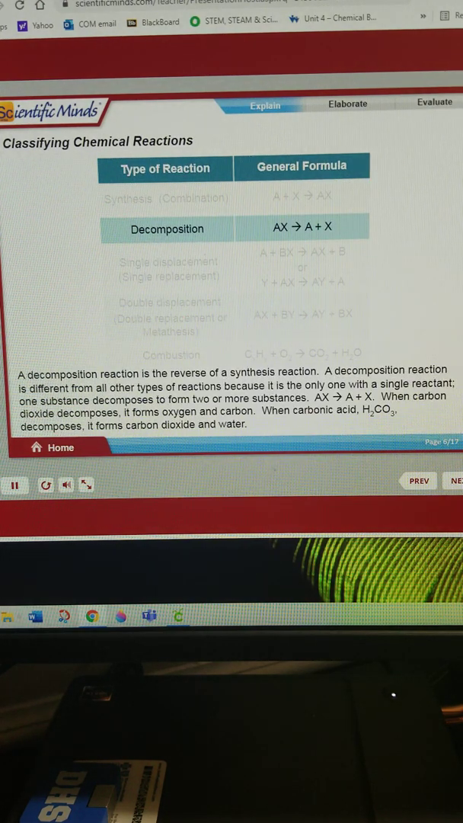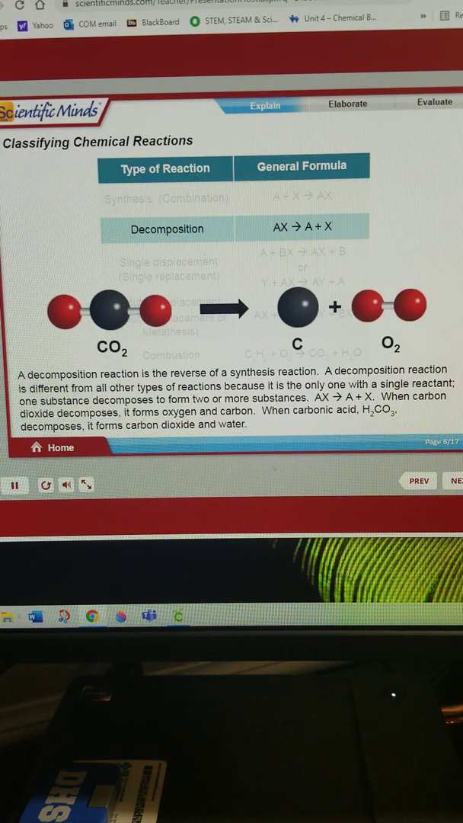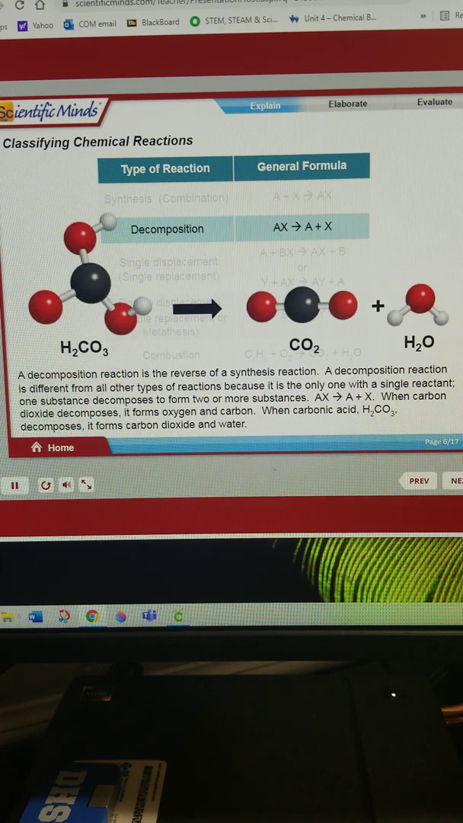A decomposition reaction is the reverse of a synthesis reaction. A decomposition reaction is different from all other types of reactions because it is the only one with a single reactant. One substance decomposes to form 2 or more substances. AX yields A plus X. When carbon dioxide decomposes, it forms oxygen and carbon. When carbonic acid, H2CO3, decomposes, it forms carbon dioxide and water.